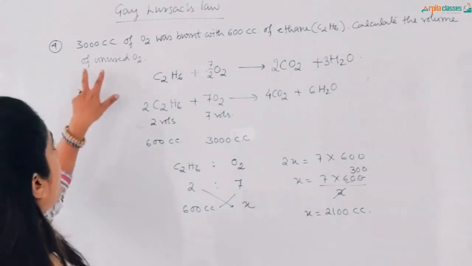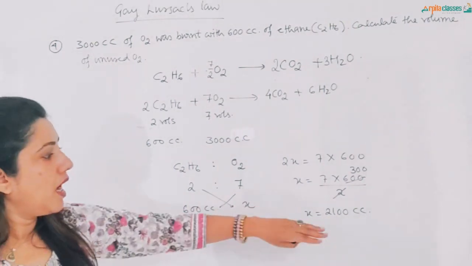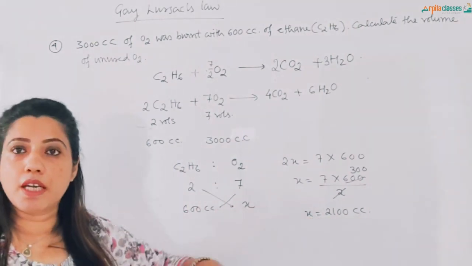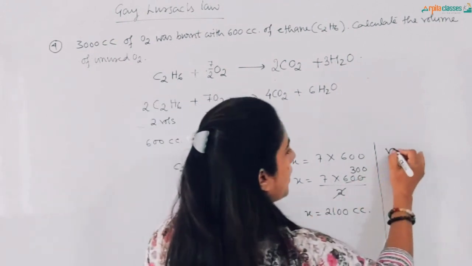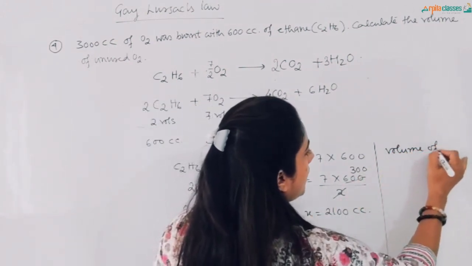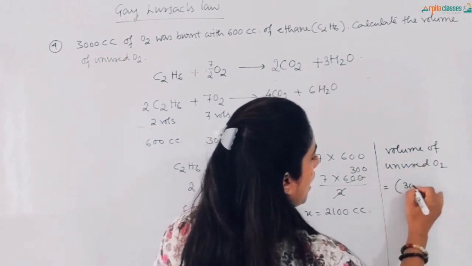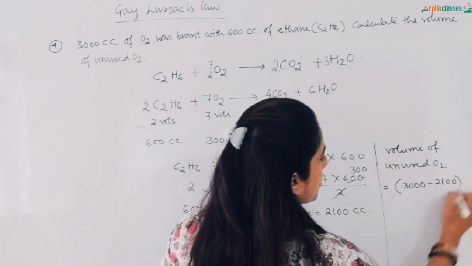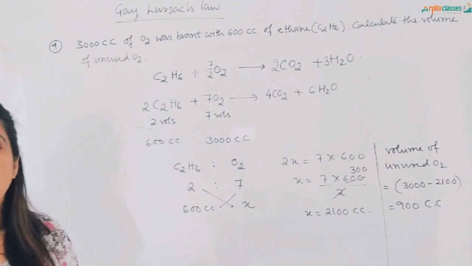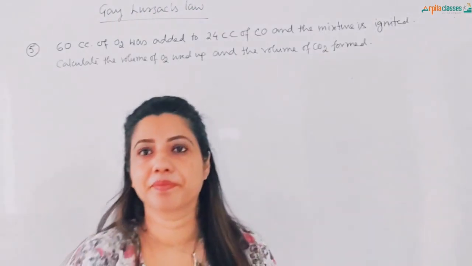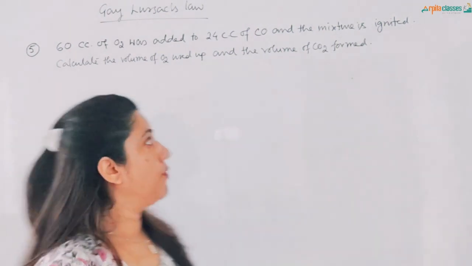The question is calculate the volume of unused oxygen. We have put 3000 cc of oxygen and 2100 cc of oxygen is used. So the volume of unused oxygen, we will write it here, is equal to 3000 minus 2100, that is 900 cc. So this is your answer. 900 cc of oxygen is unused. So children, we will move on to the next question, that is question number 5 now.